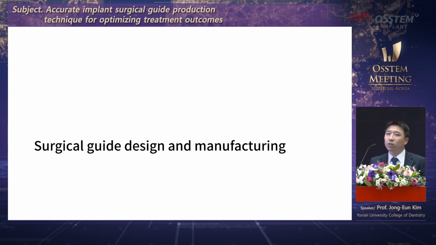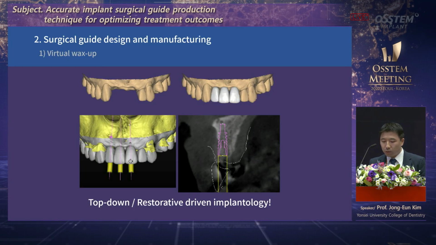This is the second subject, design of surgical guide and manufacturing error. The most important thing is digital wax up. As we make a surgical guide, the final prosthesis design and form is very important. On the anterior area, aesthetics is important, and in posterior area, occlusal path needs to be assessed accurately.